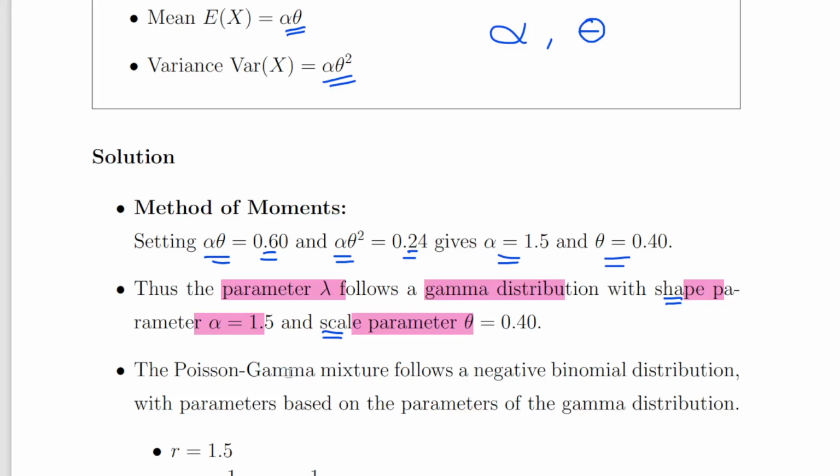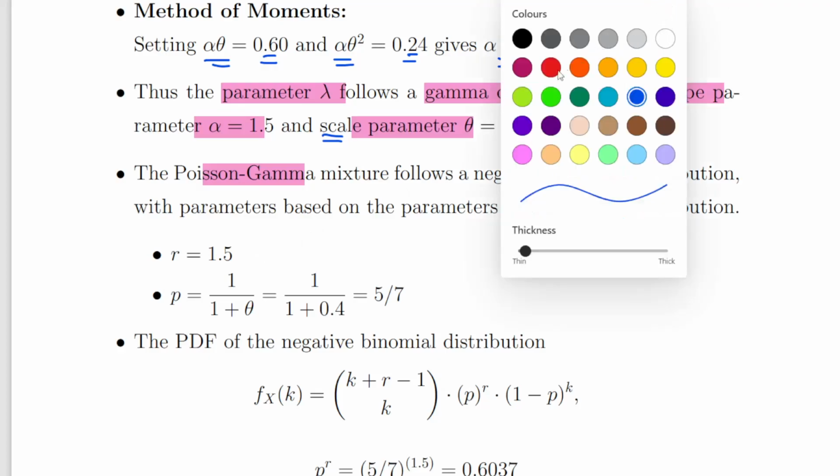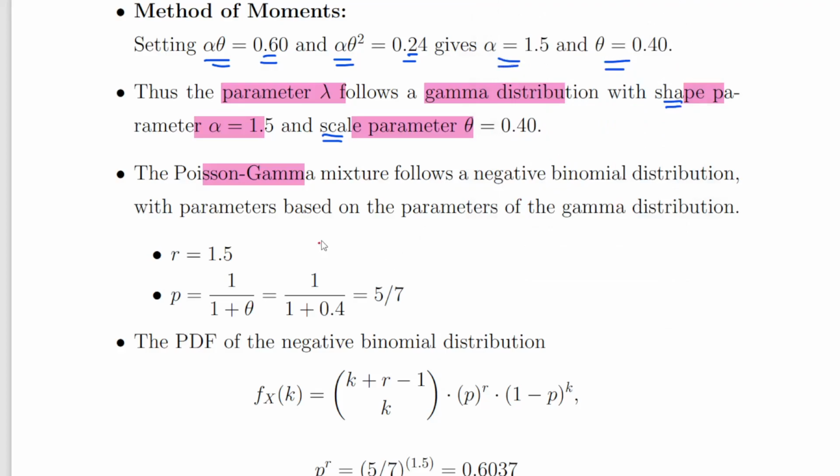The Poisson-gamma mixture follows a negative binomial distribution, hence the whole point of the exercise, and the parameters of the negative binomial distribution are based on those parameters. So we let r, the negative binomial parameter, take the value of alpha, and p take the value of 1 divided by 1 plus theta. That is 1 divided by 1 plus 0.4, which is 5 over 7.